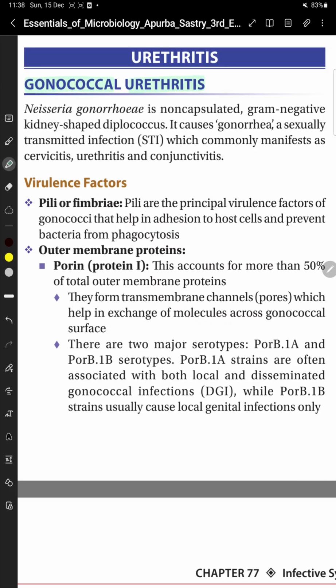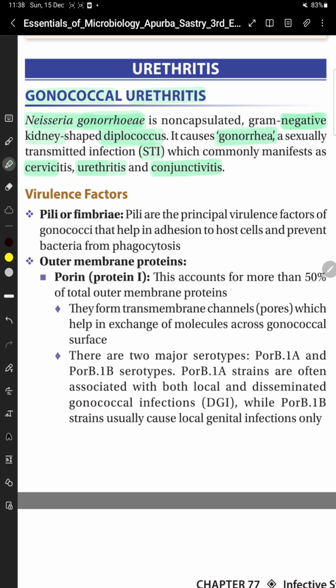Gonococcal urethritis. Neisseria gonorrhoeae is a non-capsulated, gram-negative, kidney-shaped diplococcus. It causes gonorrhea, a sexually transmitted infection which commonly manifests as cervicitis, urethritis, and conjunctivitis.